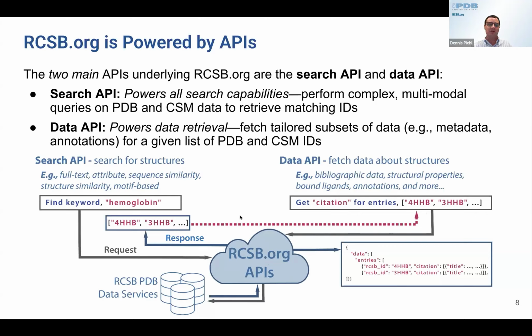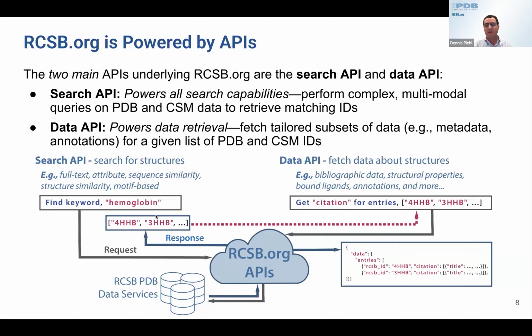So importantly, what this schematic also illustrates is how these two APIs can work together. You can take the output from a search API request where you filter down a set of structures and get a limited set of IDs, and then you can provide that list of IDs as input to your data API to get data about them. So this highlights how all of our APIs can work together and how you can take advantage of them to create your own pipelines.